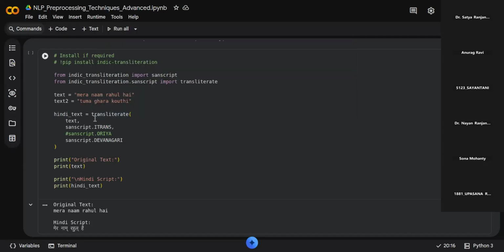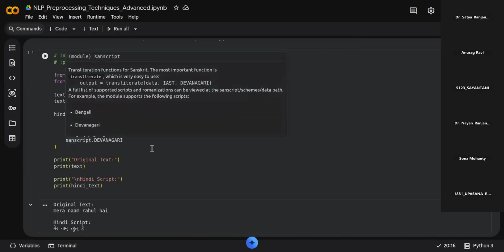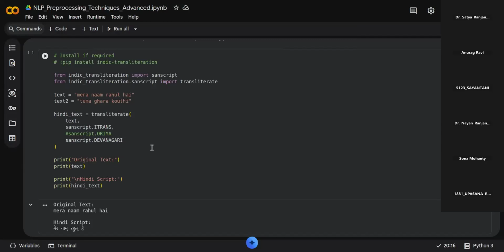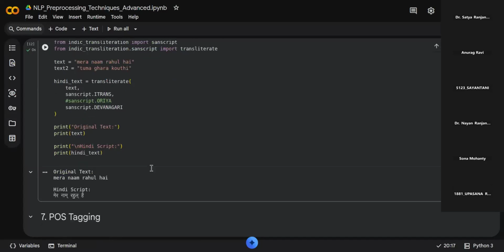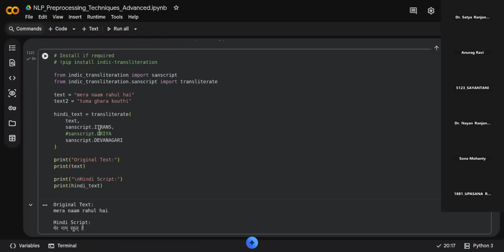Now you call the transliterate method, pass the text, then pass sanscript.itrans, and also pass what script you want to use. As it is Hindi, we have to use Devanagari, so sanscript.DEVANAGARI in capital letters. Now it will be converted into Hindi, and when you print this, you will see it gives me Hindi: मेरा नाम राहुल है.